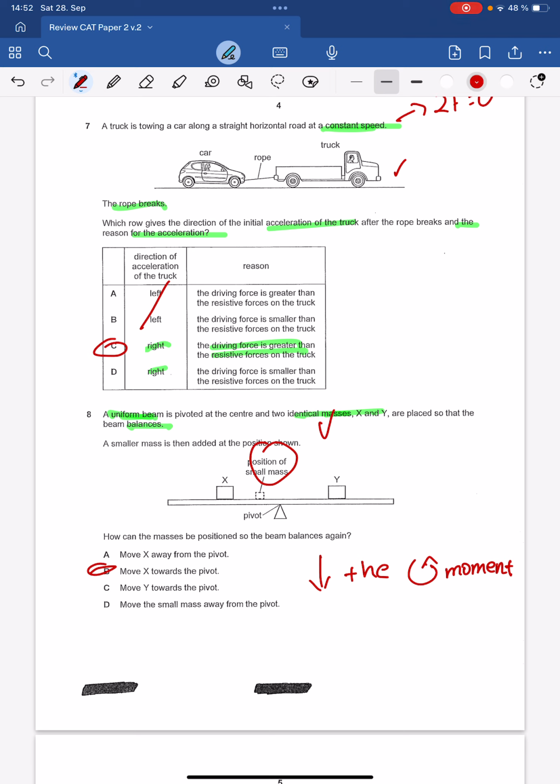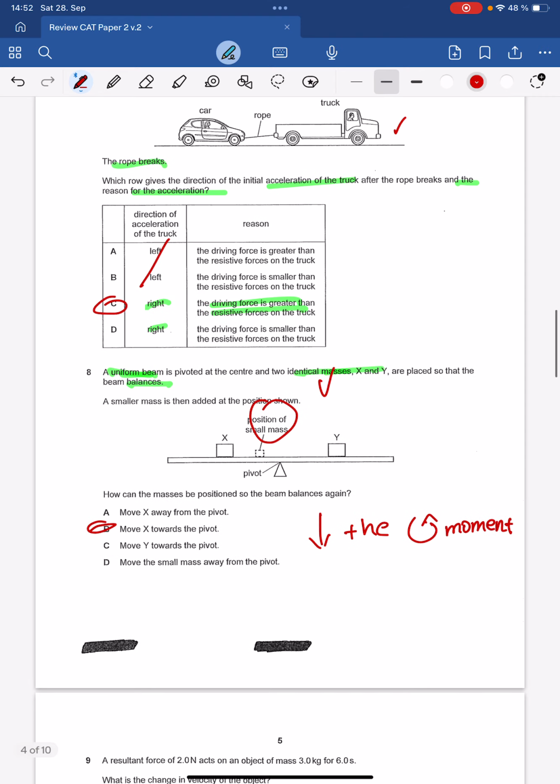If you move X away, then you increase the counterclockwise moment. If you move Y towards the pivot, you reduce the clockwise moment, which doesn't help. And if you move the small mass away from the pivot, you basically have the same effect as moving X away from the pivot, okay?